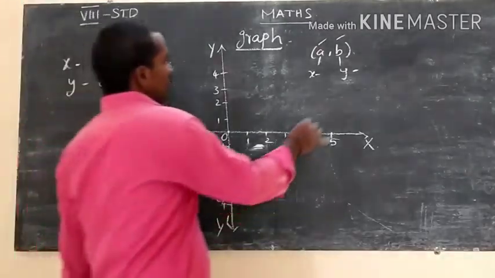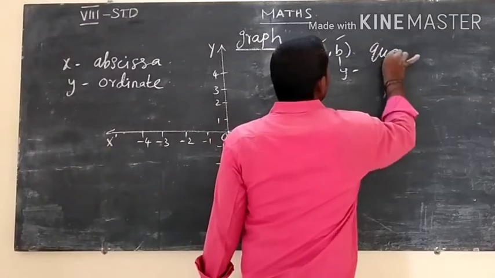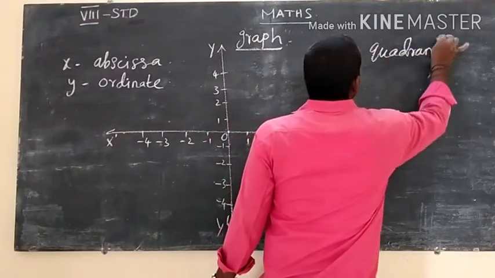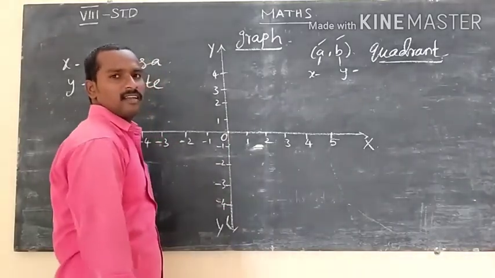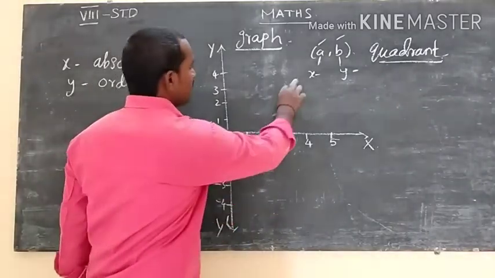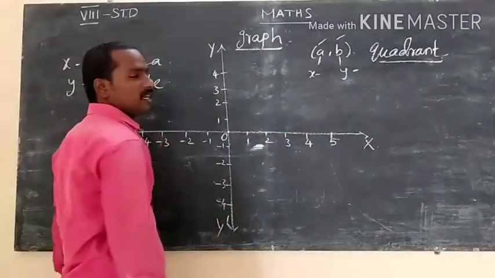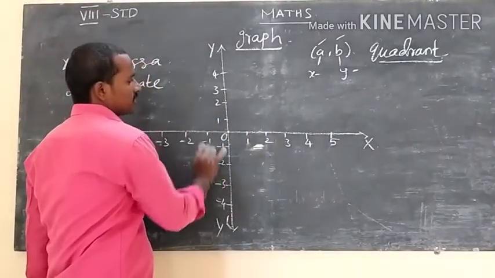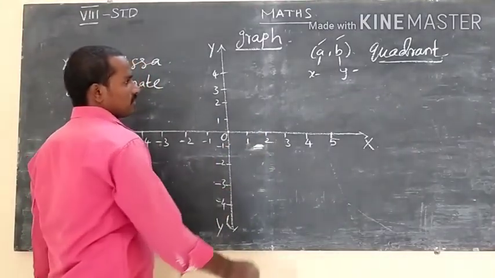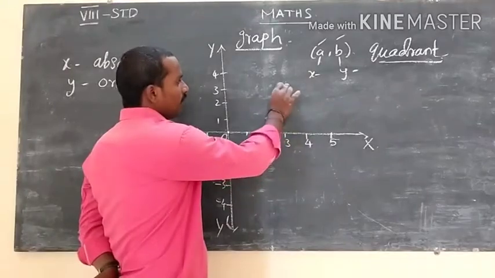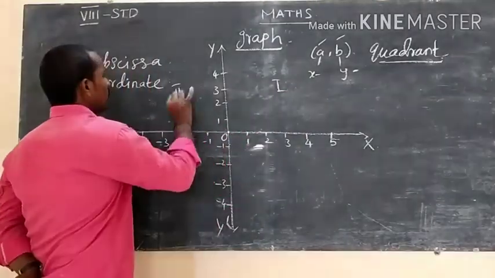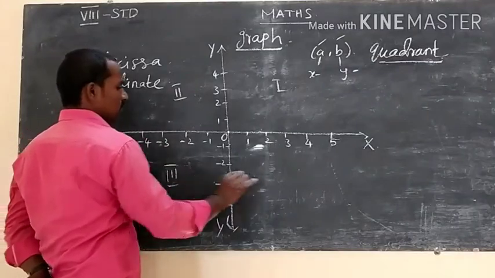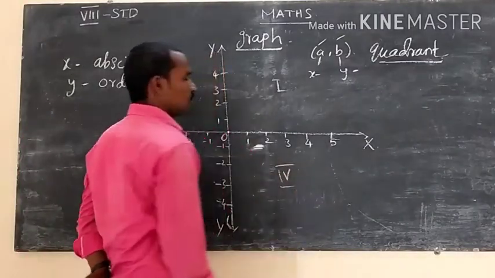Next, quadrants. The coordinate axes divide the graph into four regions. The four regions are called quadrants. The quadrants are named in anti-clockwise direction. This is the first quadrant, the second quadrant, the third quadrant, and this is the fourth quadrant.